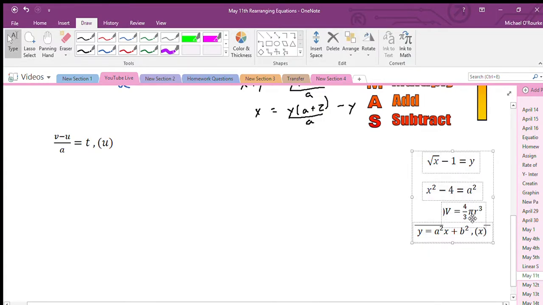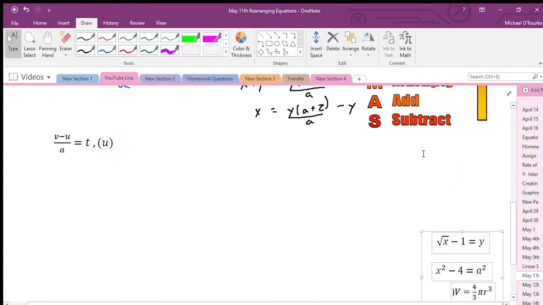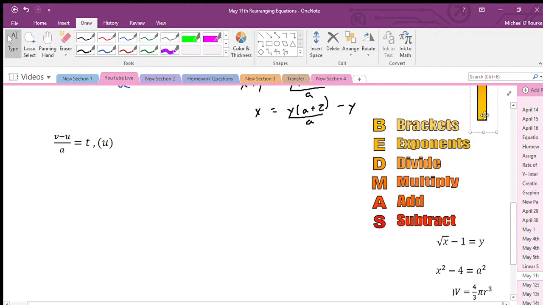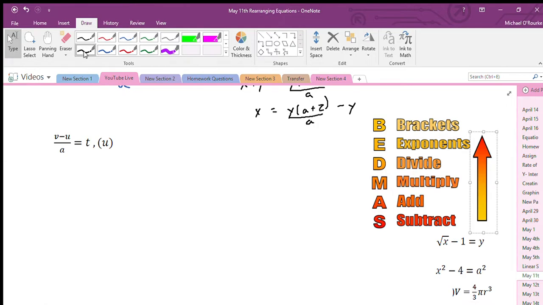Okay, so this one here, we're working the same thing. This time we're solving for u. It's telling us to solve for u here this time. So we want u all by itself.